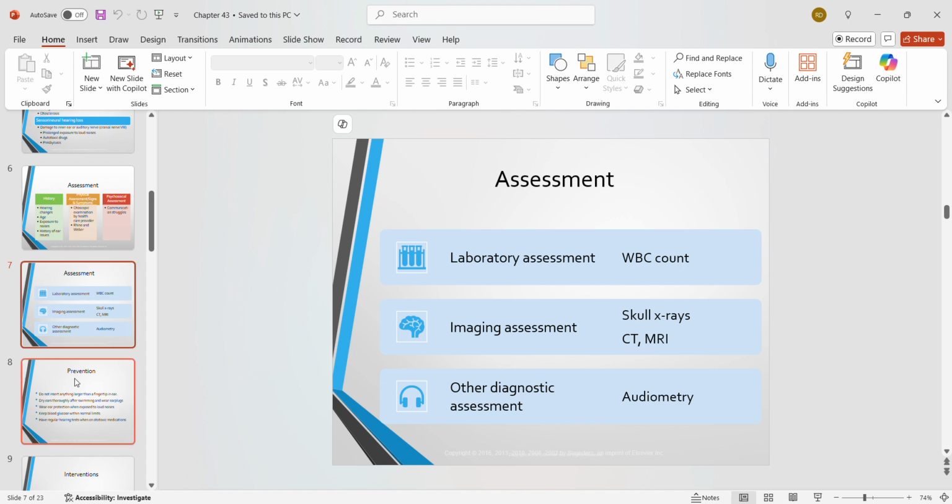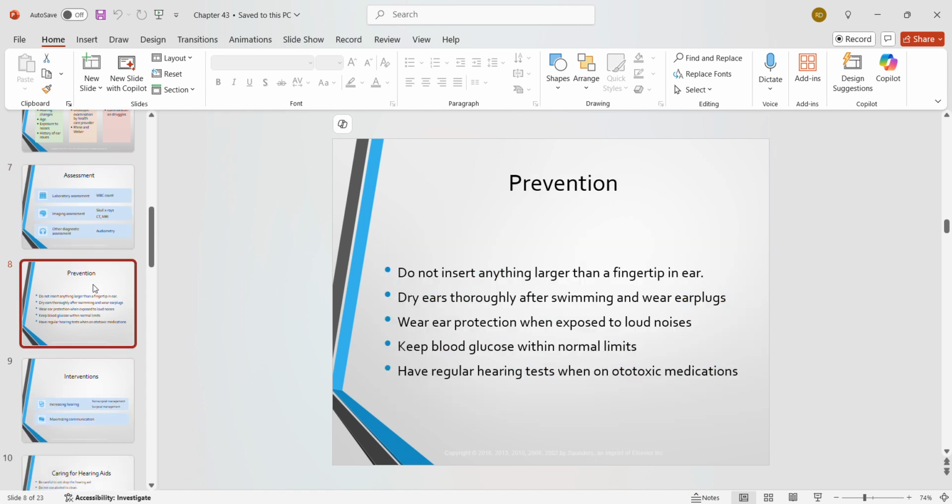All right. So then it goes into talking about prevention. Just be aware of a lot of those ototoxic meds, like your loop diuretics, your aspirins, and specifically antibiotics like the aminoglycosides.